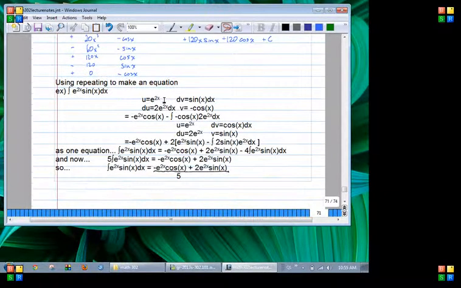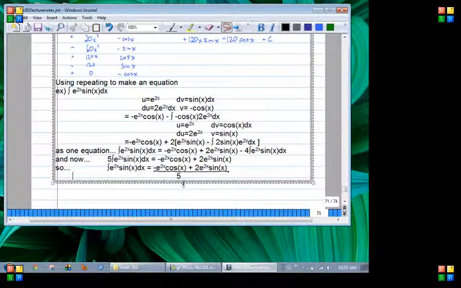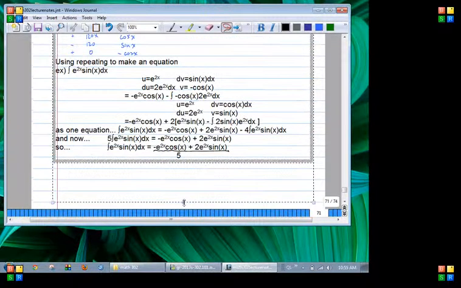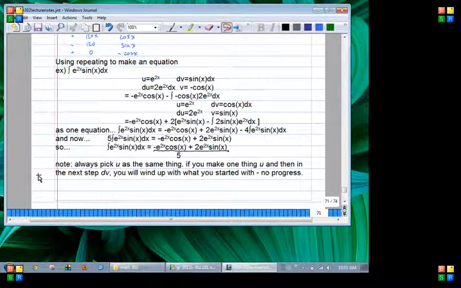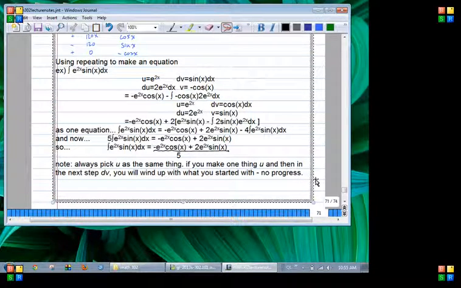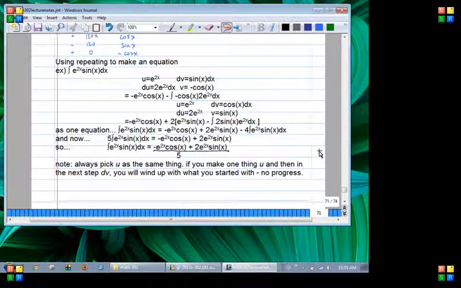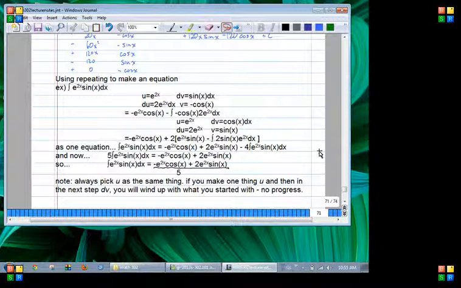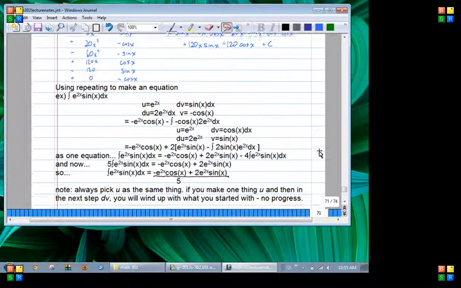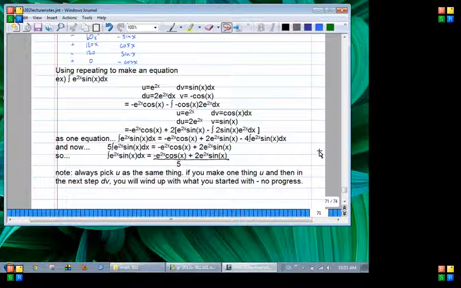Okay. So two comments about this method. First of all, always pick u as the same thing. Now remember, we're repeating, so you always have a choice of what's my u, what's my dv. So be careful, always pick u as your same thing. What did we pick u to be in each step here? In the first step, u was e to the 2x. In the second step, u was e to the 2x.